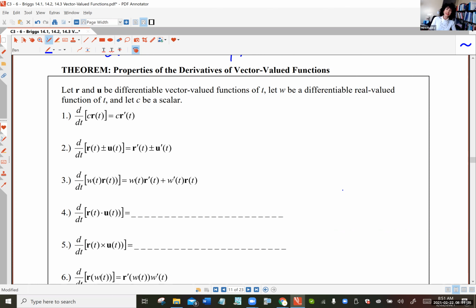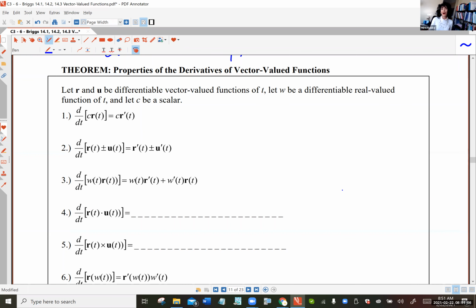All right, let's move on. Let's do some more derivatives. So what if somebody said, hey, take the derivative of a dot product of two vector valued functions or something weird like that? How would you do that? That's what this theorem addresses, all sorts of different combinations of vector valued functions, and how you take the derivative of them.